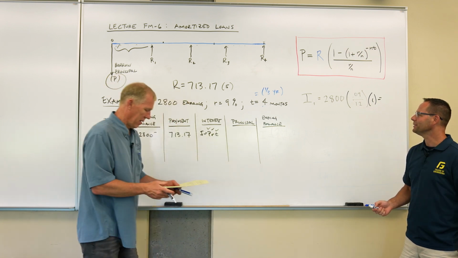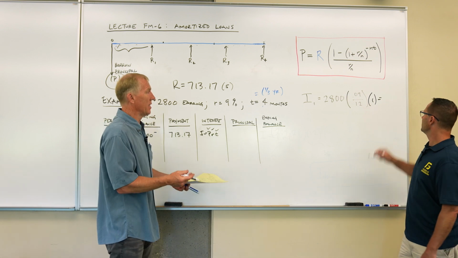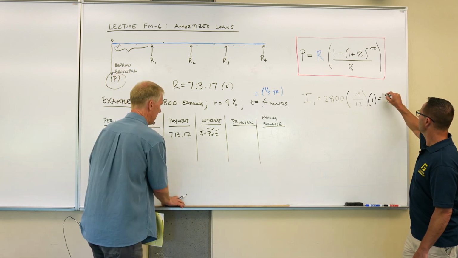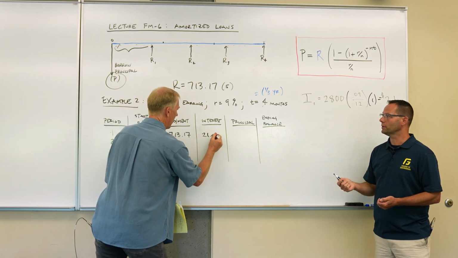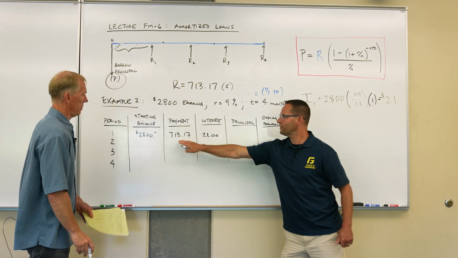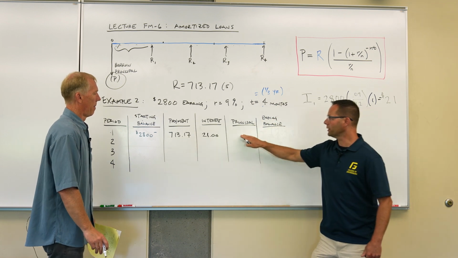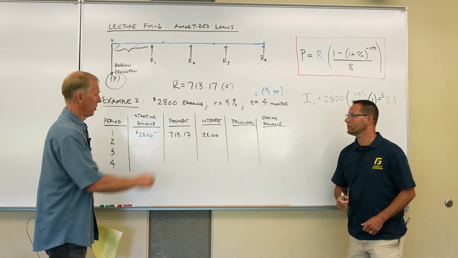Okay, I calculated that. It's $21 exactly. So the rental fee the first month is $21. Out of my payment here, and the rest of it goes toward reducing my loan balance. Okay, so show me that calculation.